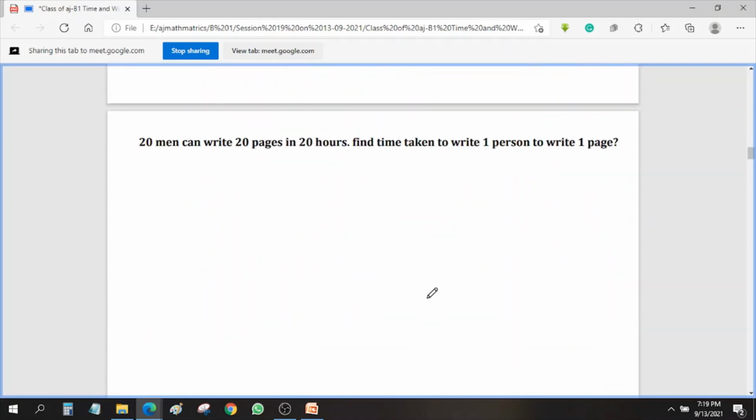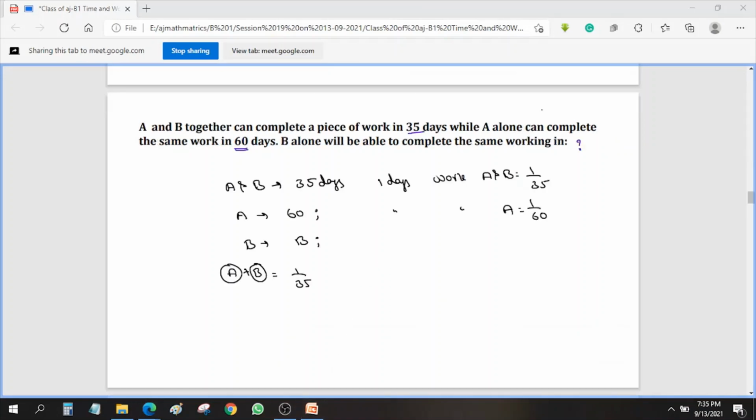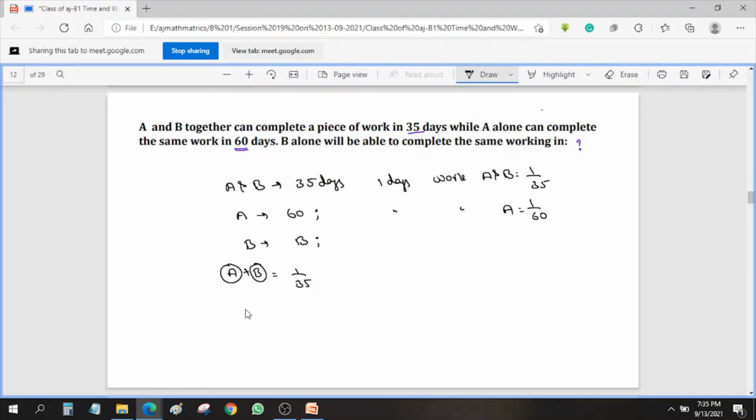Now, a similar kind of question I am asking you, you need to tell me this. Here 1 day's work of A is 1 by 60, plus 1 day's work of B is 1 by B, which equals 1 by 35. Now I am taking this to the right side. So 1 by B equals 1 by 35 minus 1 by 60.